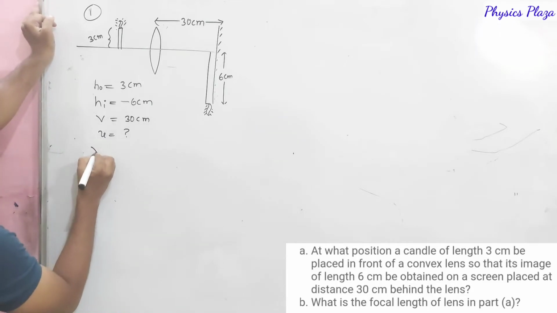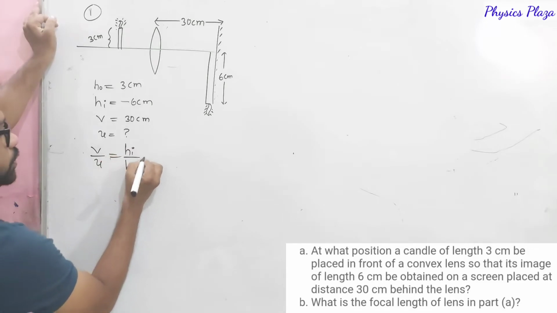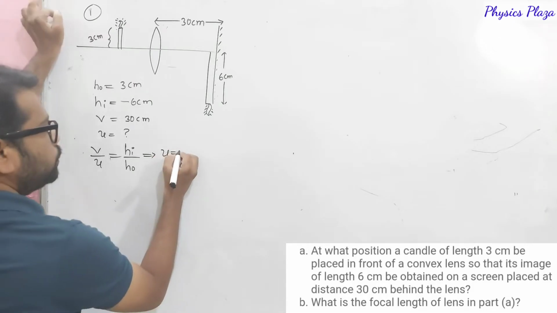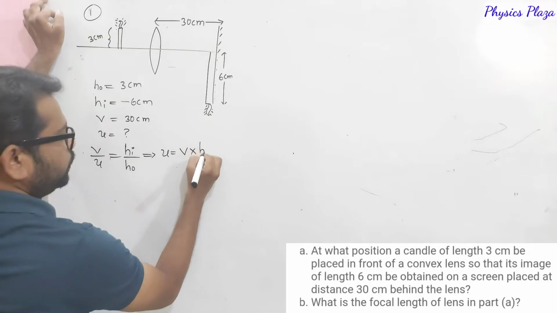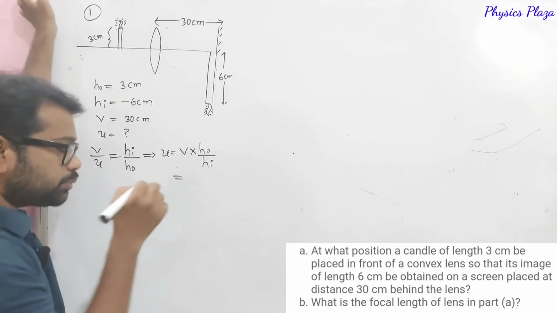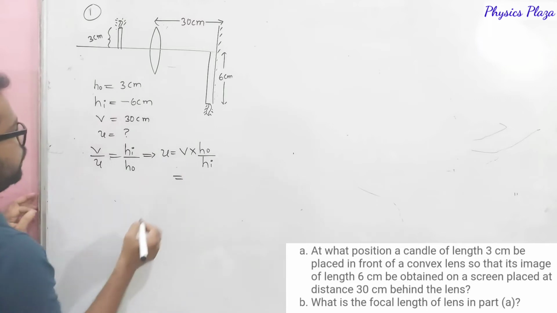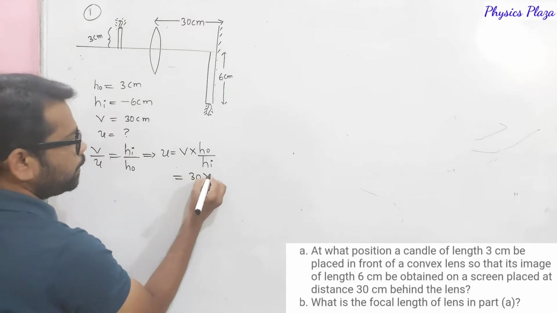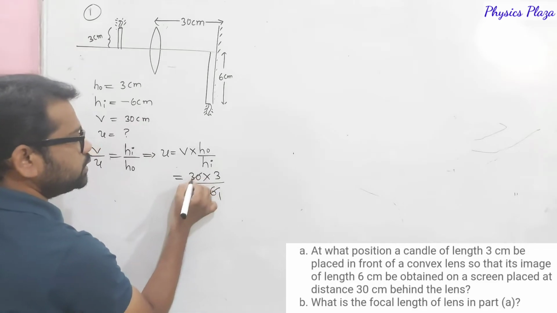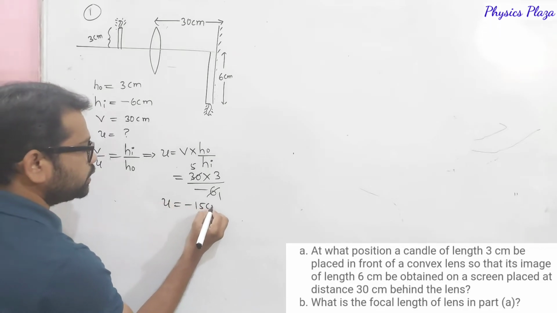Children, we have a relation v by u is equal to h i by h naught. From this we can make u the subject. So u is equal to v into h object, that is the height of the object, by the height of the image. Children, we have to substitute the values with the sign convention. That's very, very important. Look here. v value is given 30, h naught is given 3, and it is minus 6. 6 ones are 6, 6 fives are 30, 5 threes are 15. So here u is equal to minus 15 centimeters only.